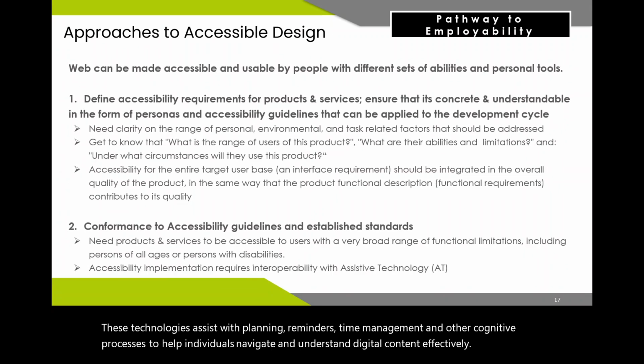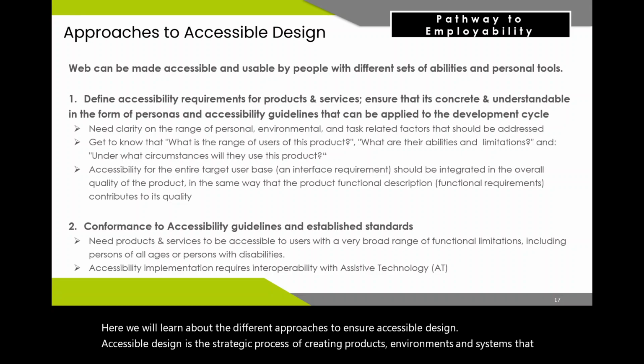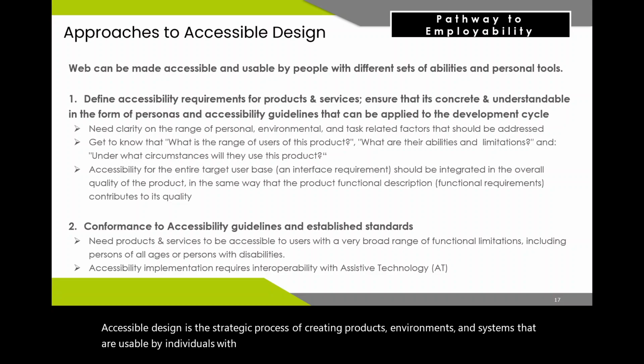Here we will learn about the different approaches to ensure accessible design. Accessible design is the strategic process of creating products, environments, and systems that are usable by individuals with disabilities or special needs. It aims to ensure that everyone, regardless of their abilities, can access and interact with the designed elements effectively.